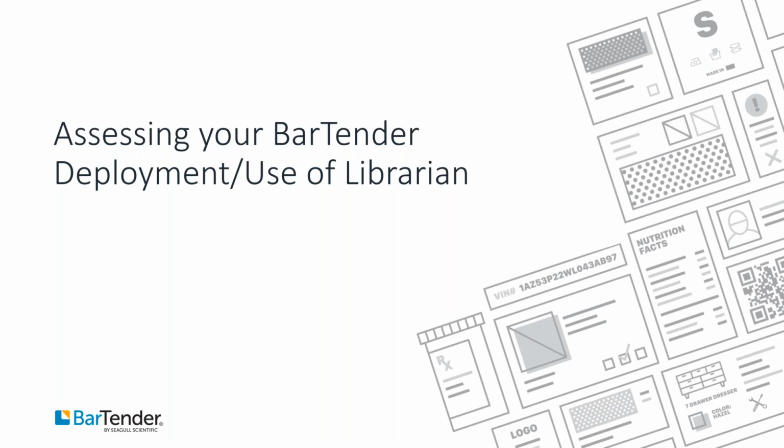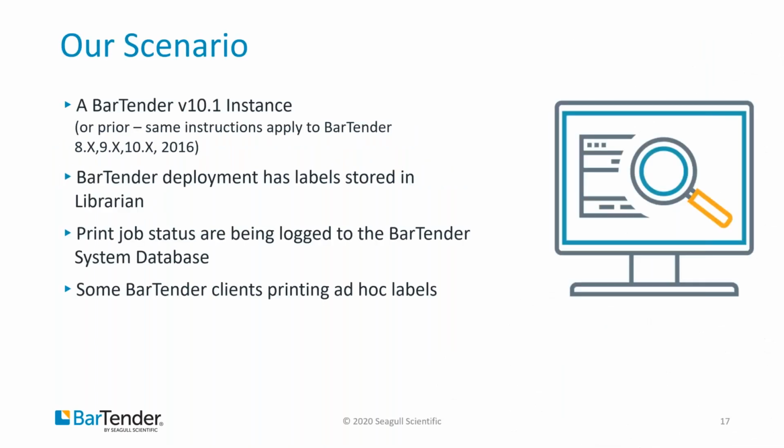So with that, we begin with assessing our current deployment of BarTender. So regardless of whatever version you're coming from, that's going to be kind of your starting point. So let's go ahead and review a scenario that we have put together today. So in migrating Librarian, we're really wanting to migrate the BarTender system database effectively. That's where all our settings and files and workflows are stored. So we'll need to keep that in mind as we go through this process and in migrating Librarian.